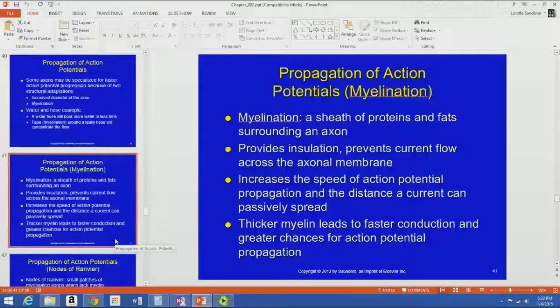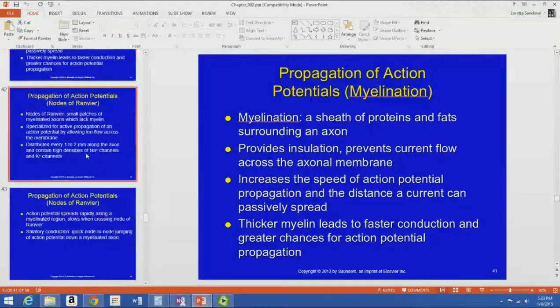So the myelin, of course, has a lot of fat. That's why it appears white. It's in the white matter. It is that sheath of protein and fats that's created by the Schwann cells, and we'll talk about Schwann cells in the next section. It provides that insulation and it prevents current flow across the membrane. So it increases the speed of the action potential propagation, and it increases the distance that the current can passively spread. Thicker myelin leads to faster conduction and greater chances for action potential propagation.